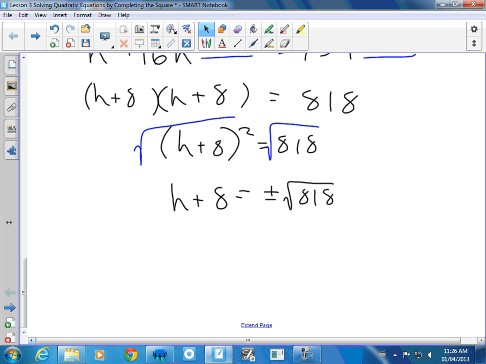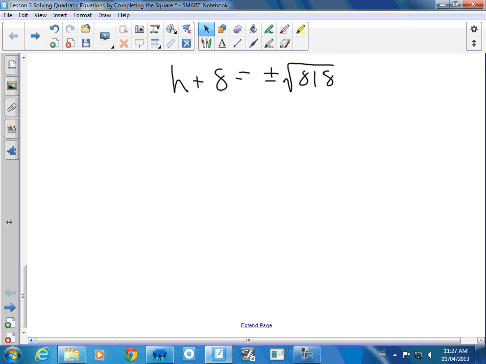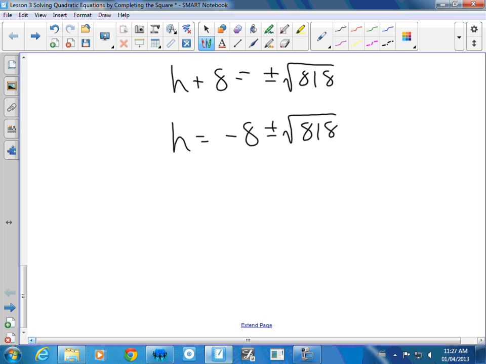Now, how do we solve for h? We're going to get h by itself, right? What do we do with this guy? Subtract it from both sides, is that correct? So, okay, let's go one step further. H equals negative 8 plus or minus the square root of 818. Two answers. One of them is negative 8 plus that. One of them is negative 8 minus that. That's the two answers.